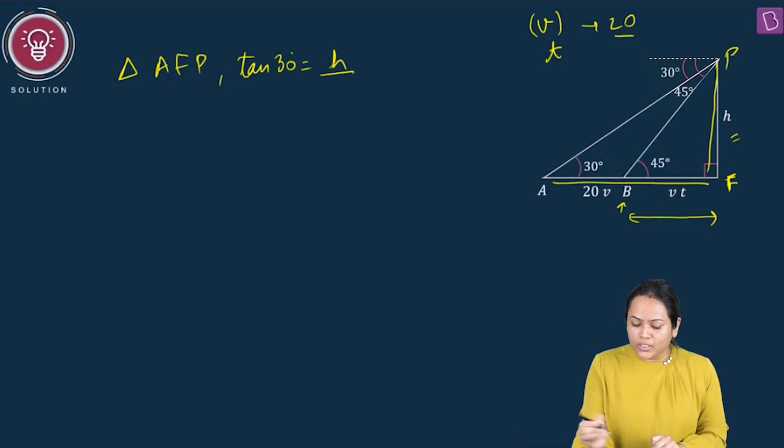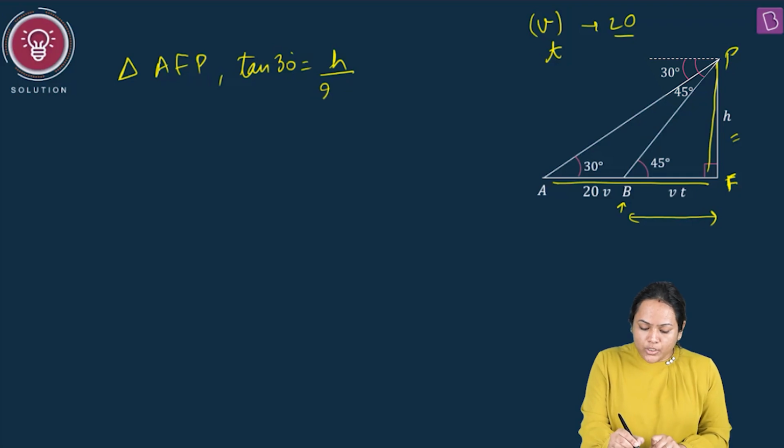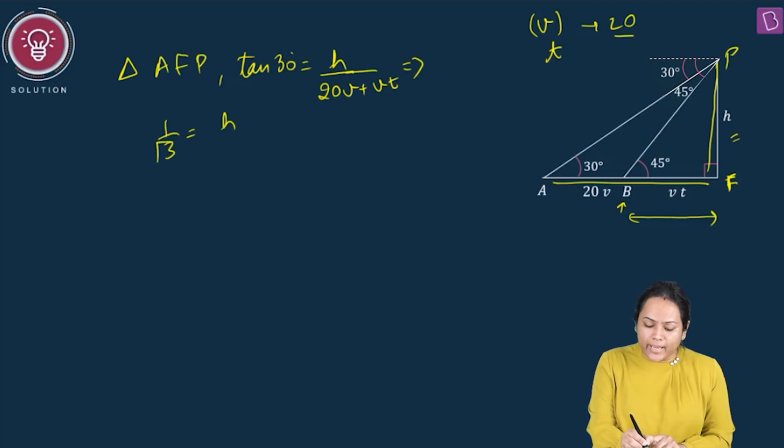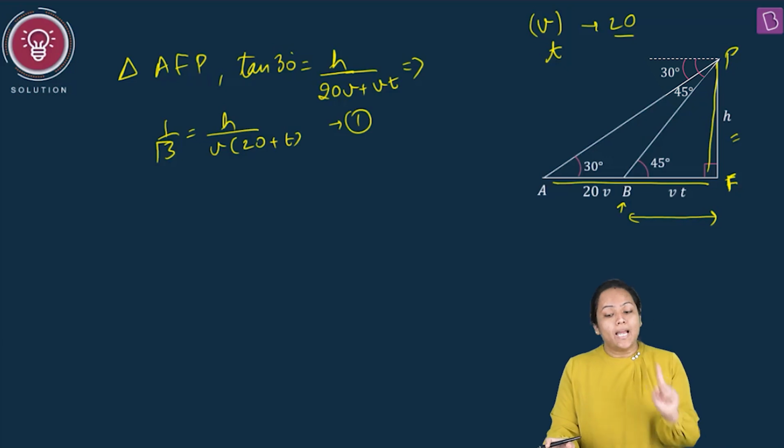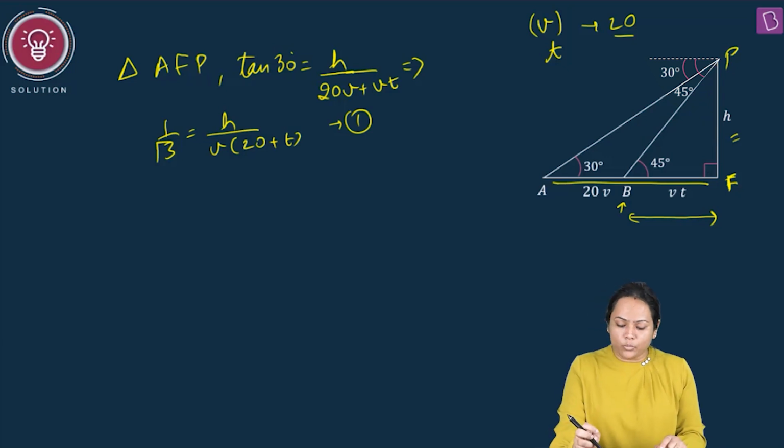So it's H divided by T times 20V plus VT, which further can be written as 1 by root 3 is equal to h divided by v times (20 plus t). Let me take this as my first equation. And I have one more triangle with me.